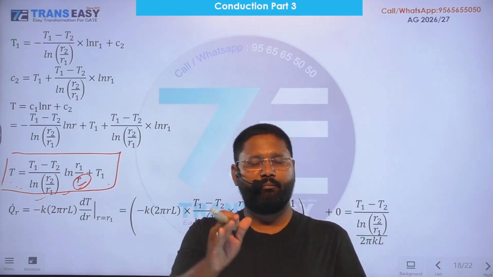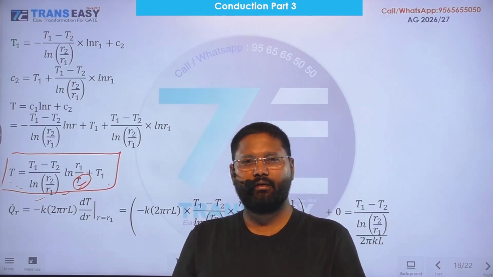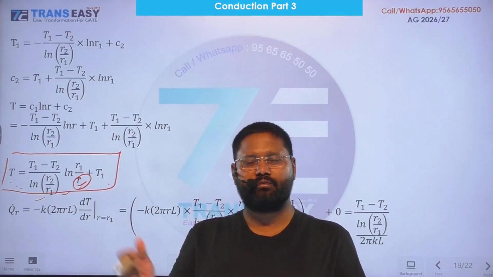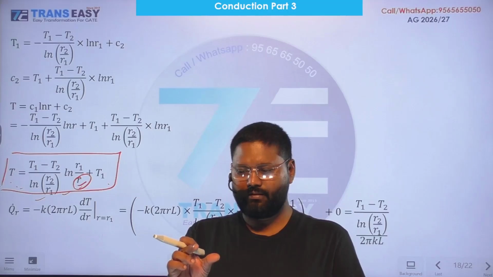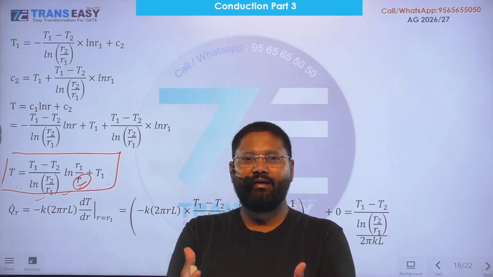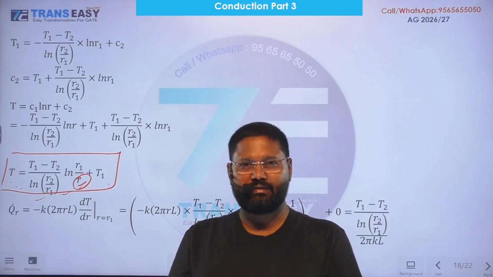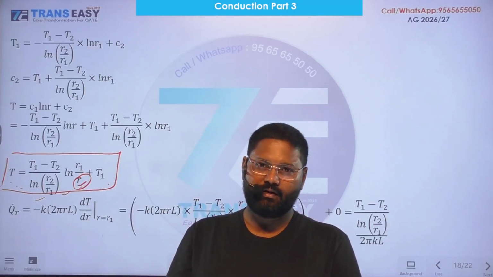Beyond that, I have not discussed anything. The thickness of the cylinder starts from r equal to r1 to r2, total thickness r2 minus r1. In this thickness the material of the cylinder is actually present, and through this material conduction mode of heat transfer is taking place.